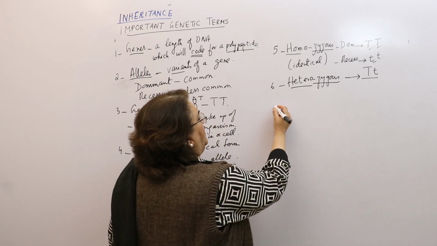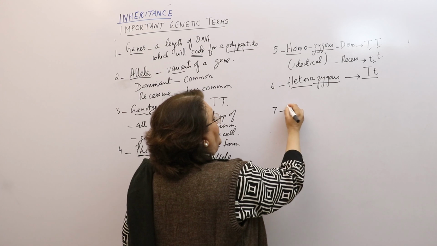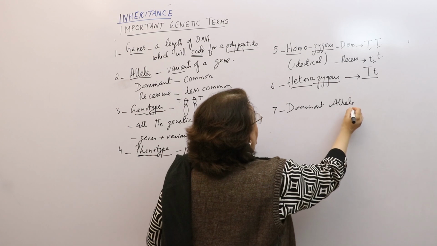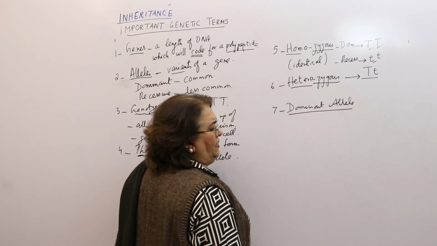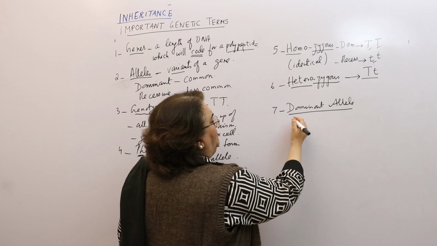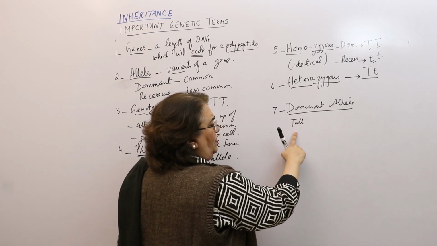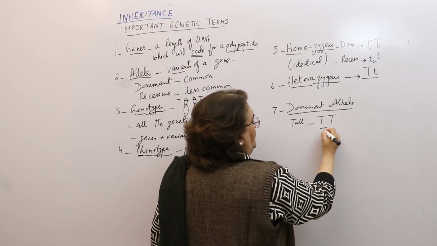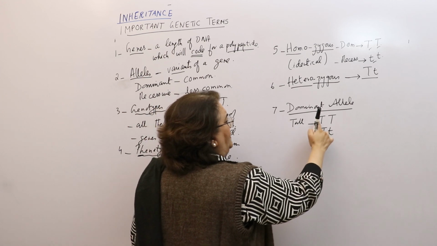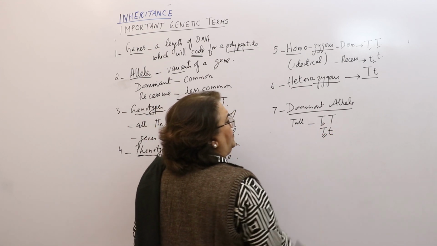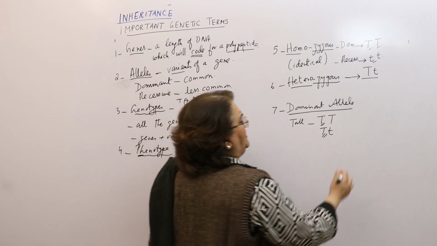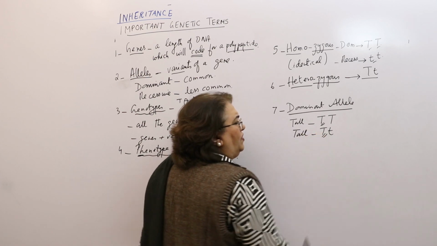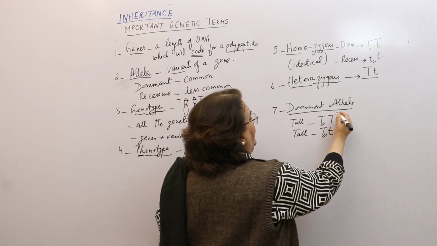Now I'm going to do the definition of a dominant allele and a recessive allele again. What is a dominant allele? For example, the height of a plant is tall and it is dominant. Now the genotype could be this or this. Here the capital T is representing a tall allele. If it is present in this condition, the plant is going to be tall, right? So how do I explain this in words?